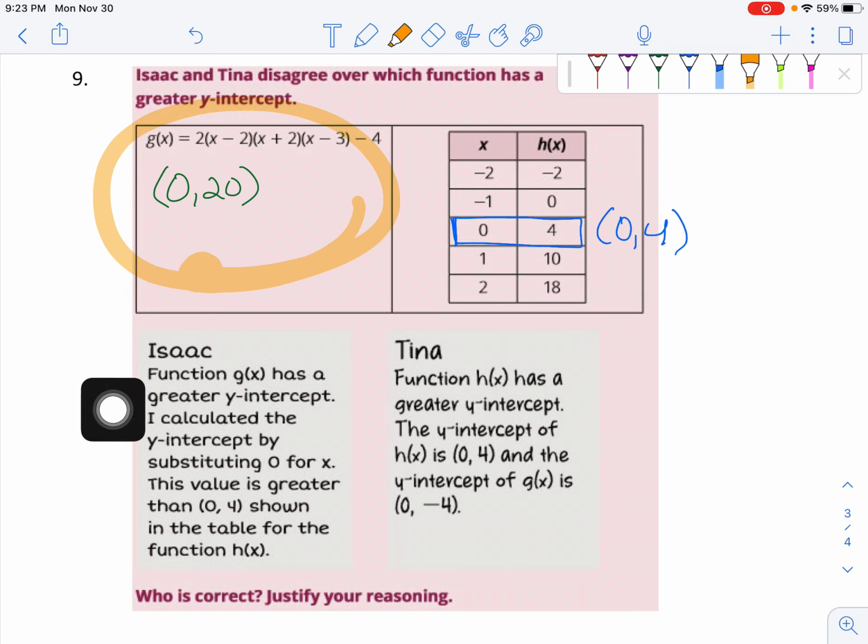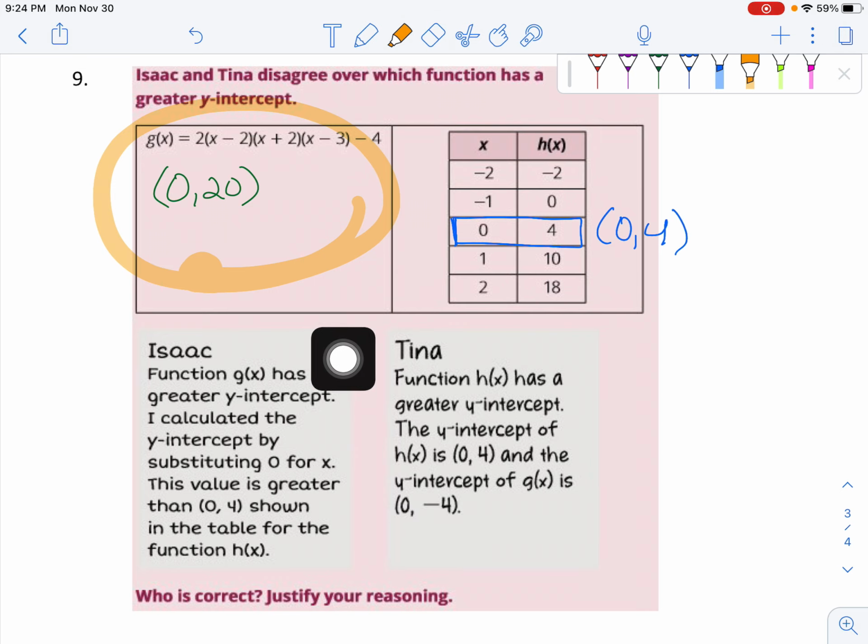Isaac says the function g of x has a greater y-intercept. I calculate the y-intercept by substituting 0 for x. This value is greater than 0, 4, shown in the table. So Isaac is absolutely correct. Tina says the y-intercept of h of x is 0, 4, and the y-intercept of g of x is 0, negative 4. Tina made a common mistake.